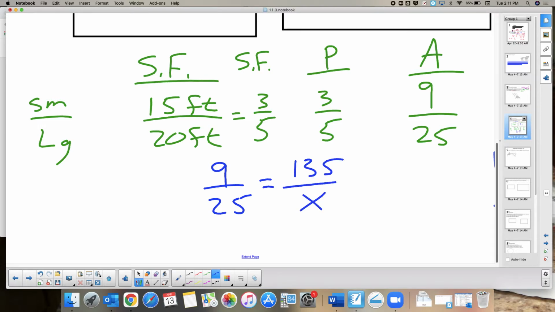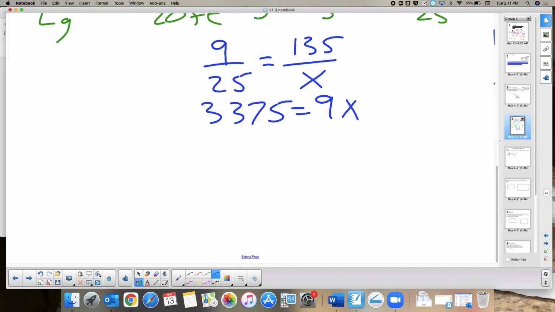And once again, we'll cross multiply. 135 times 25 gives us 3,375. 9 times x is 9x. Divide both sides by 9. We get $375.